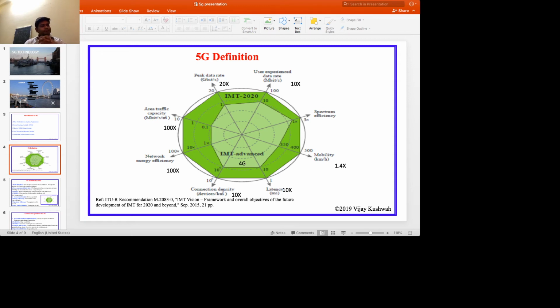Now latency. Latency is very important for some applications, and therefore we want to go down by a factor of 10. In 4G it is 10, but for 5G it would be 1. Yes, 1 millisecond. Lower latency is better. So when you want to do something, you get it done in one-tenth the time.